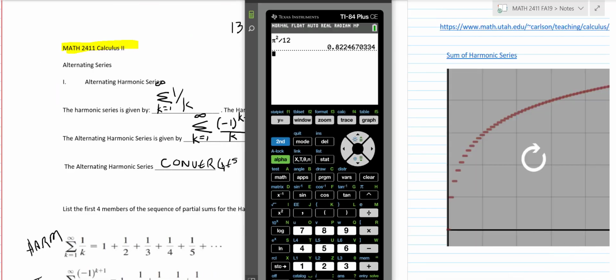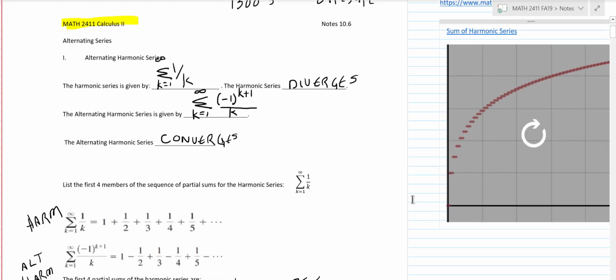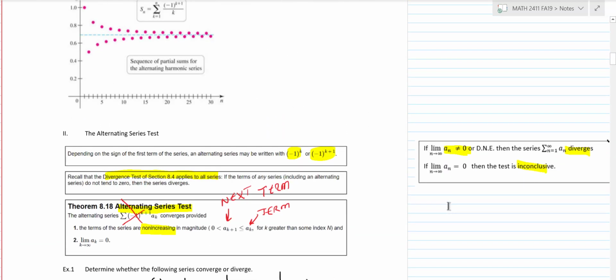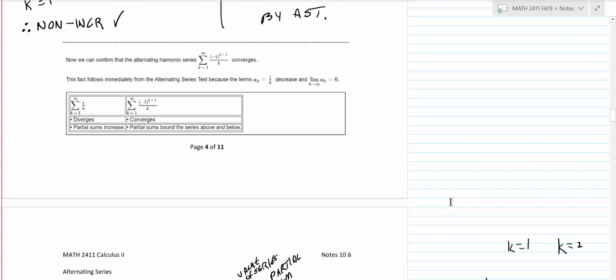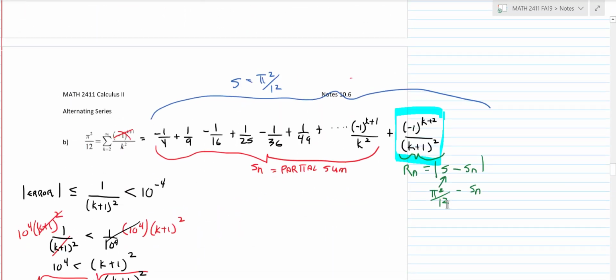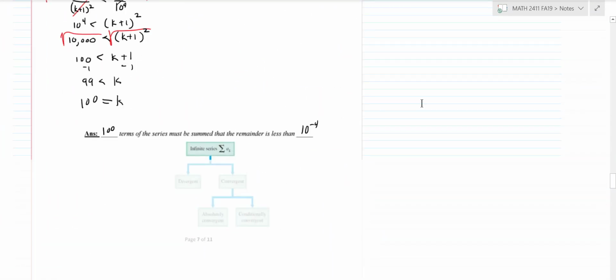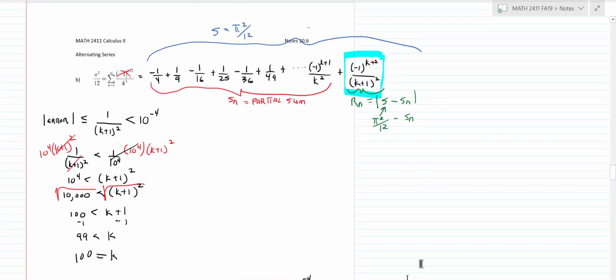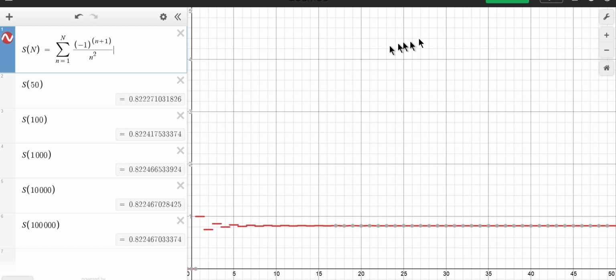Okay, so I want to show you something on this. Let me show you this Desmos thing, and this will help you make sense of this stuff better. I highly recommend you get on Desmos and check this out. I'm going to go to the Desmos calculator. So I put in the series. This is the series we're doing.